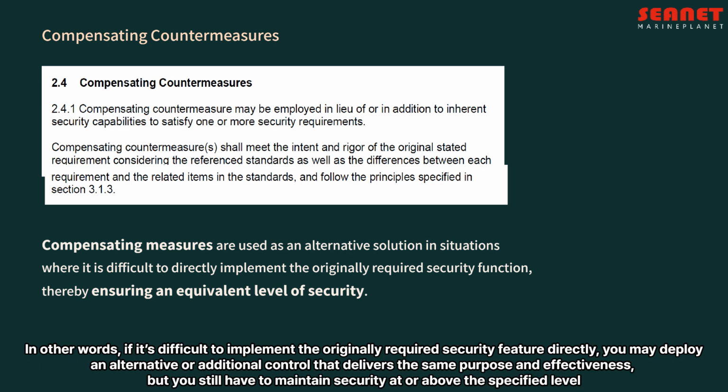In other words, if it's difficult to implement the originally required security feature directly, you may deploy an alternative or additional control that delivers the same purpose and effectiveness. But you still have to maintain security at or above the specified level.